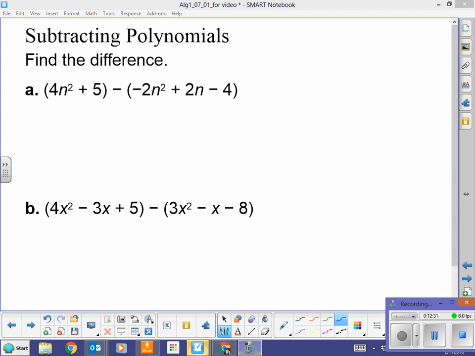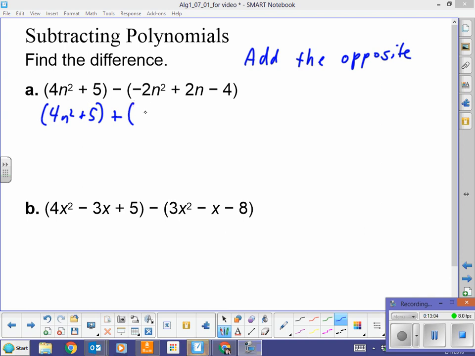Subtracting polynomials. Here we want to add the opposite. I want you to think of this in the same way we do integers. So I'm going to rewrite these as addition. The first polynomial, in this case a binomial, stays the same. I'm going to write this as addition. And now I'm going to write the second polynomial as the opposite. Now every term in here has to be the opposite.